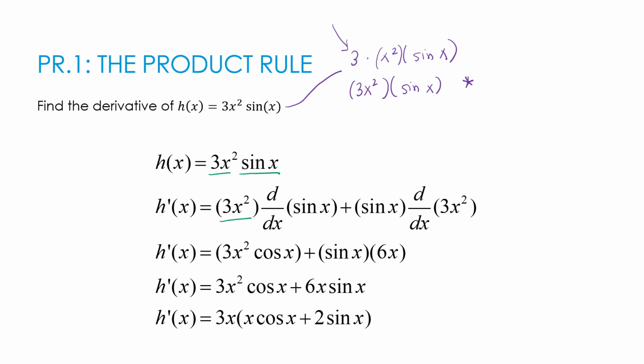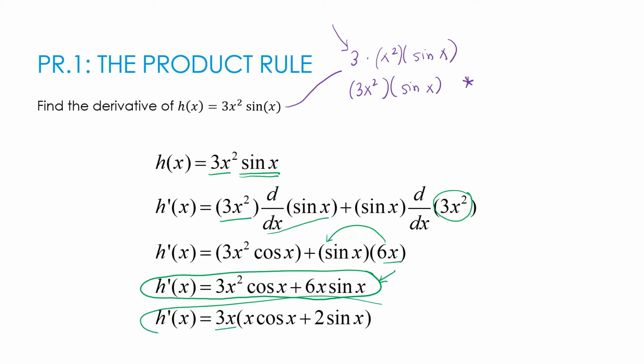So I'm taking the first times the derivative of sine, which is cosine of x, and then I'm taking the second, sine x, times the derivative of the first, derivative of 3x squared, which is 6x. So again, now I'm just combining what I can, and really I could stop here, because 3x squared cosine x plus 6x sine x, and again, this is the proper way to write it with the constants and variables in the front and trig function at the end. Also, I could factor out a 3x, so I would take either one of those as a correct solution.